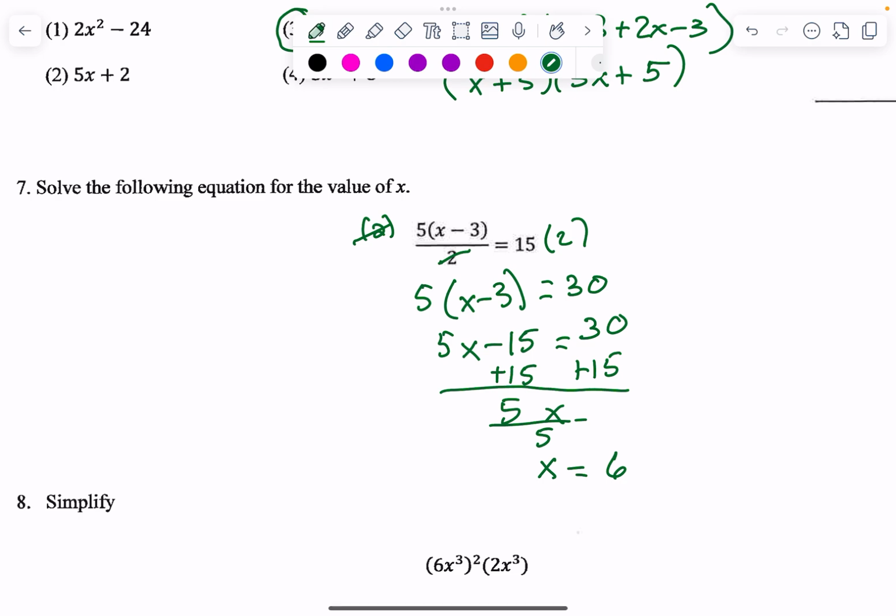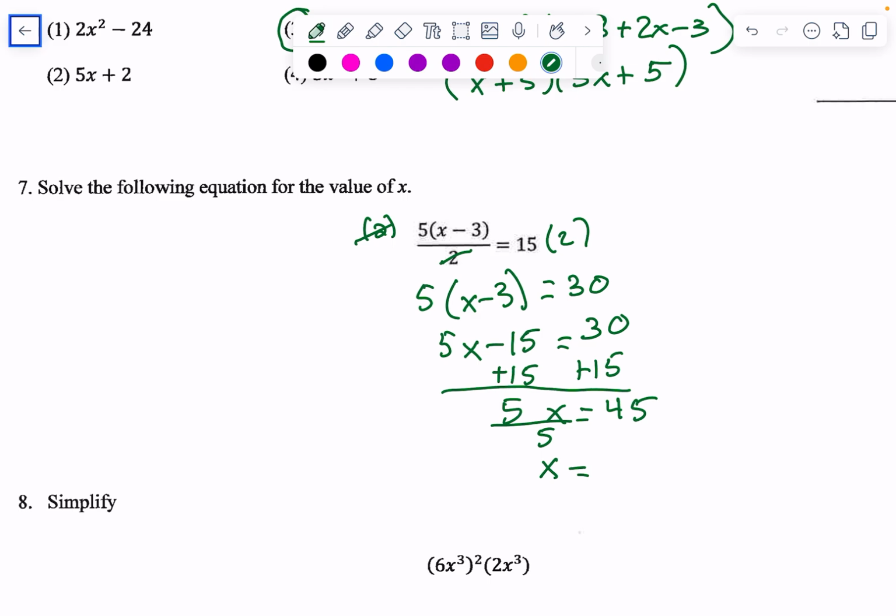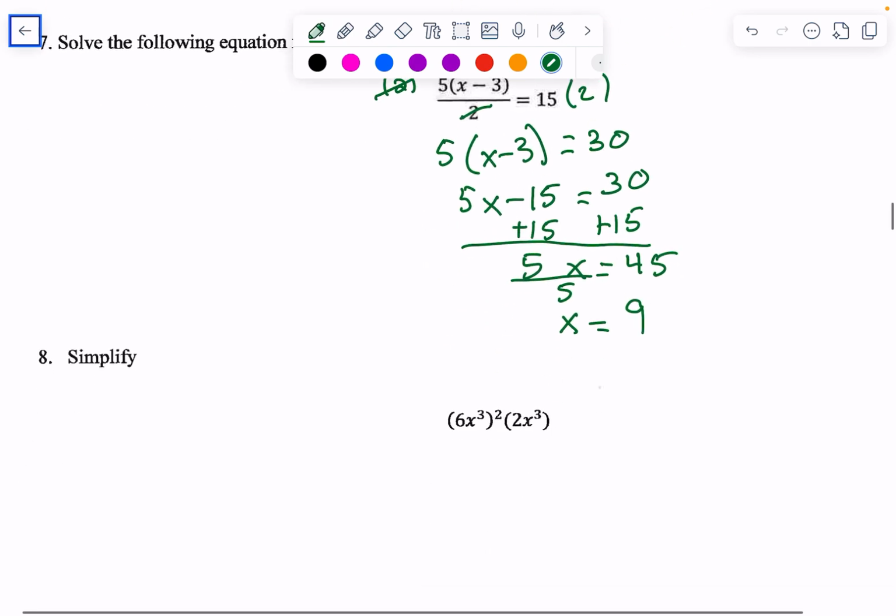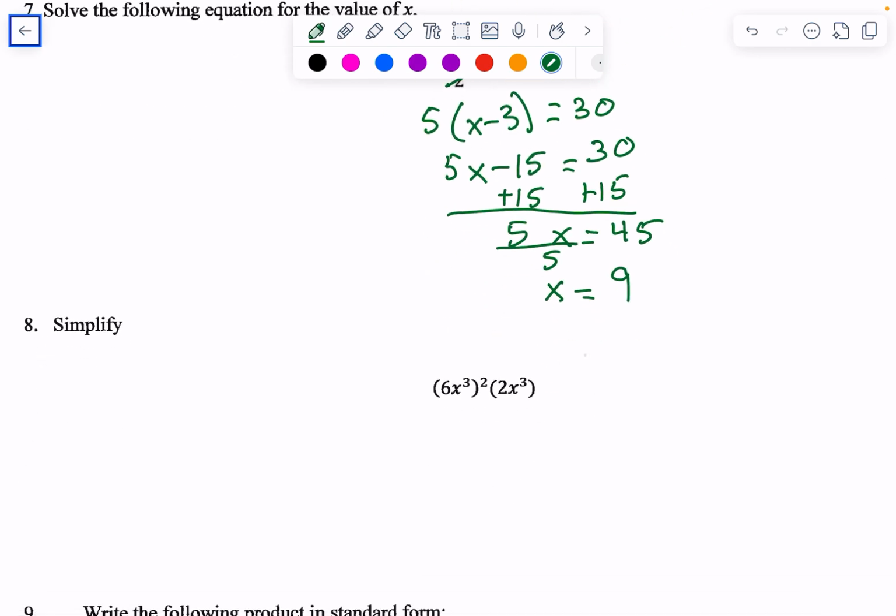So that's what, 25? No, 45. On the paper, I divided by 5 first. Then when we divide by 5, we get 9. I'm sorry about that. I should have done it the way I did it on my paper. All right, no excuses. Just be better. Just got to be better next time, Tom.